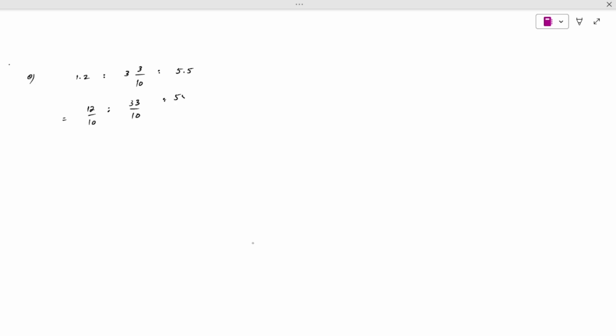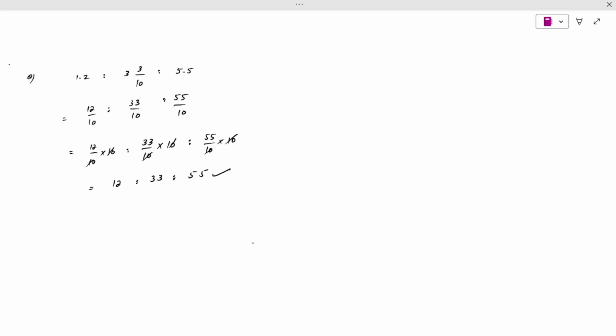ratio 55 over 10. You can see in the denominator there is 10 only, so let us multiply all these quantities by 10. So 12 over 10 times 10 ratio 33 over 10 times 10 ratio 55 over 10 times 10. Cancelling 10, we are left with 12 ratio 33 ratio 55, and this is the simplified ratio. Hence the answer of the question. This is the question number 9.